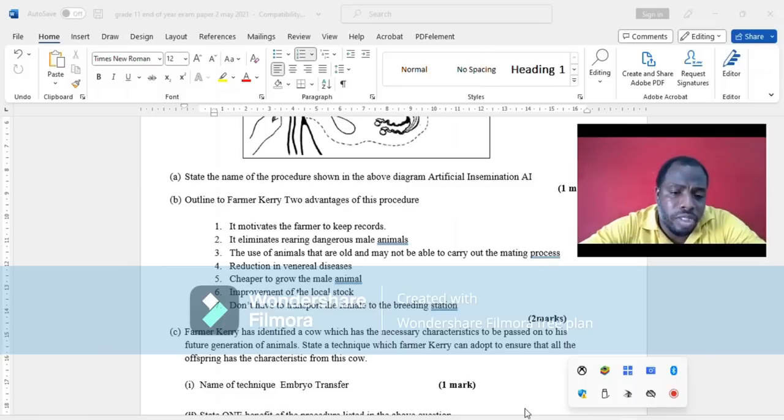Point to note, if you want to collect the embryos before they are lodged into the uterus, you'd have to use a surgical method. When they get to about within 6 days, we can utilize the non-surgical method of flushing them from the uterus, and then we implant them in the surrogate females.